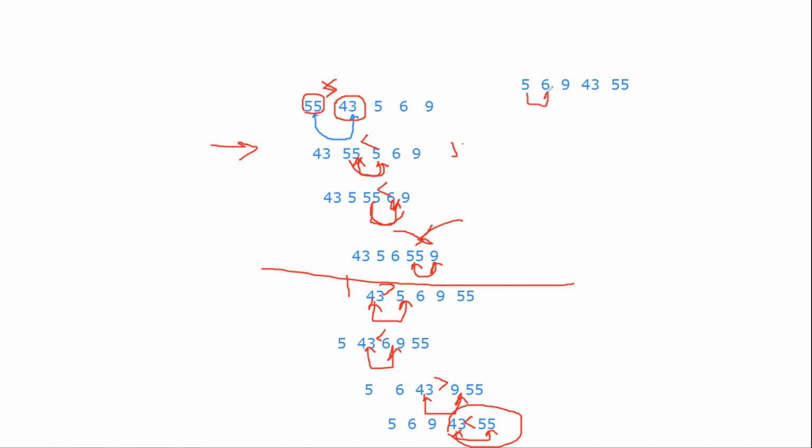Compare first two elements. 5 is less than 6, so there is no need to interchange. Next elements are 6 and 9. 6 is less than 9, so there is no need to interchange.